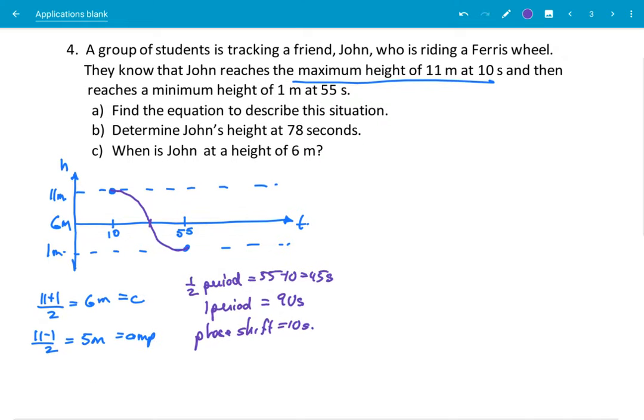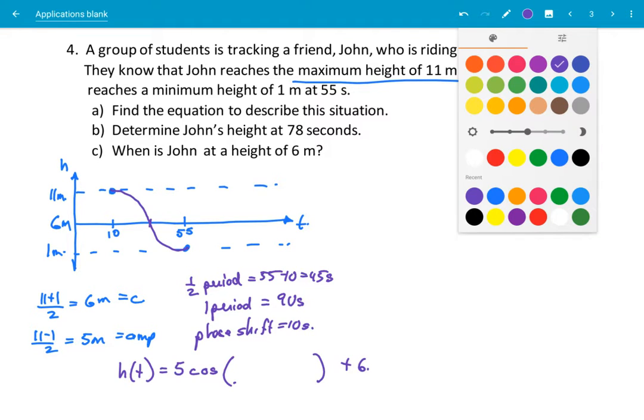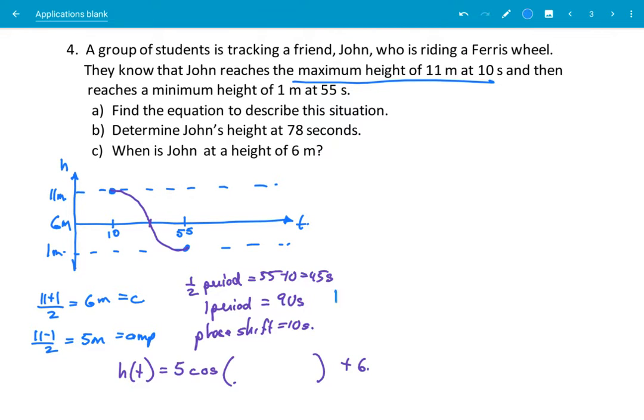So let's just do this. Height is a function of time. All right. Its amplitude of 5, cos, plus 6. Oh, I don't have k. I have to get k still. So k is 360 over the period, 90. So it's 4 degrees per second. So 4, t minus 10 seconds. There's the phase shift. And there's our function.